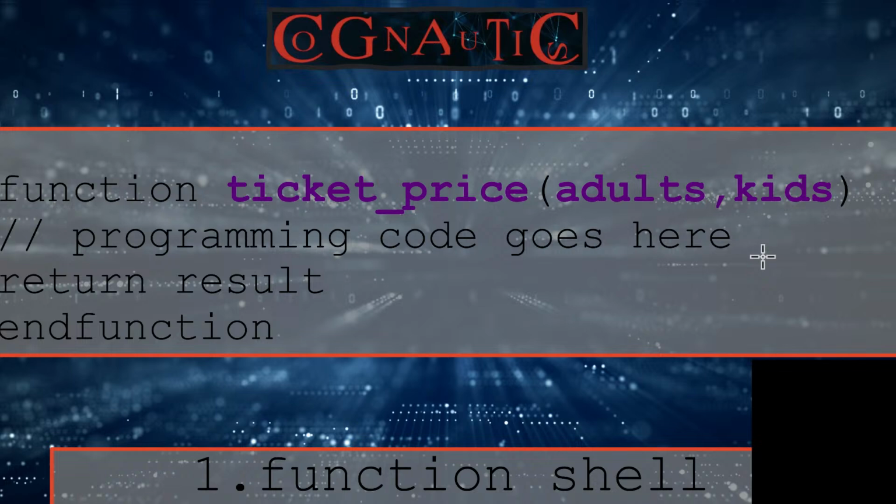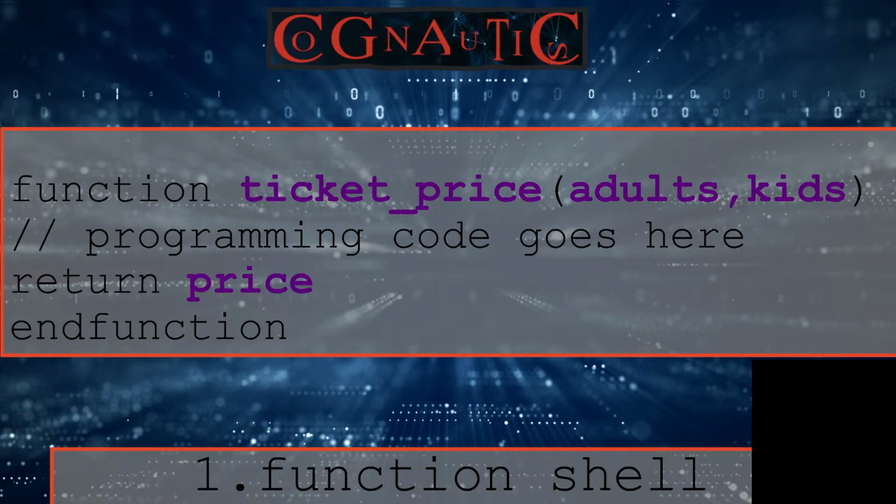The function drags in those 2 bits of data, and inside those 2 bits of data will be stored a number. So someone will have said that there are 3 adults and 5 kids. So when that gets dragged in there, inside the adults variable and the kids variable will be 3 and 5, okay? Then we've got our programming code beneath it. All right, let's push on.